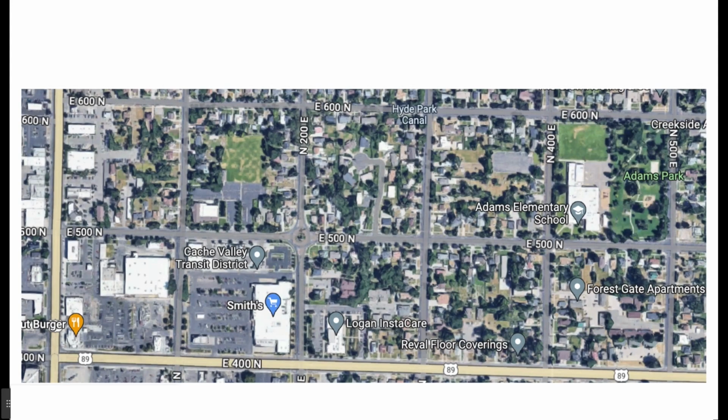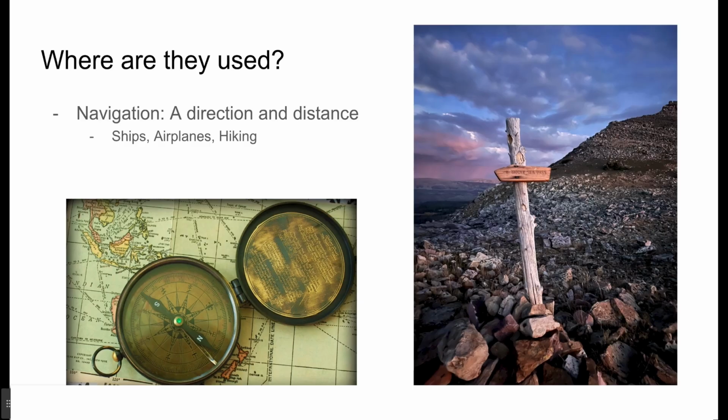Imagine I start out at the northeast corner of Adams Park, and I want to go down to In-N-Out Burger. Well, if I was a bird or if I could fly, I would just jump in the air and go straight there. But because I can't trespass on people's property, I would probably walk down the road and then turn and go down Main Street to In-N-Out, which is slightly longer.